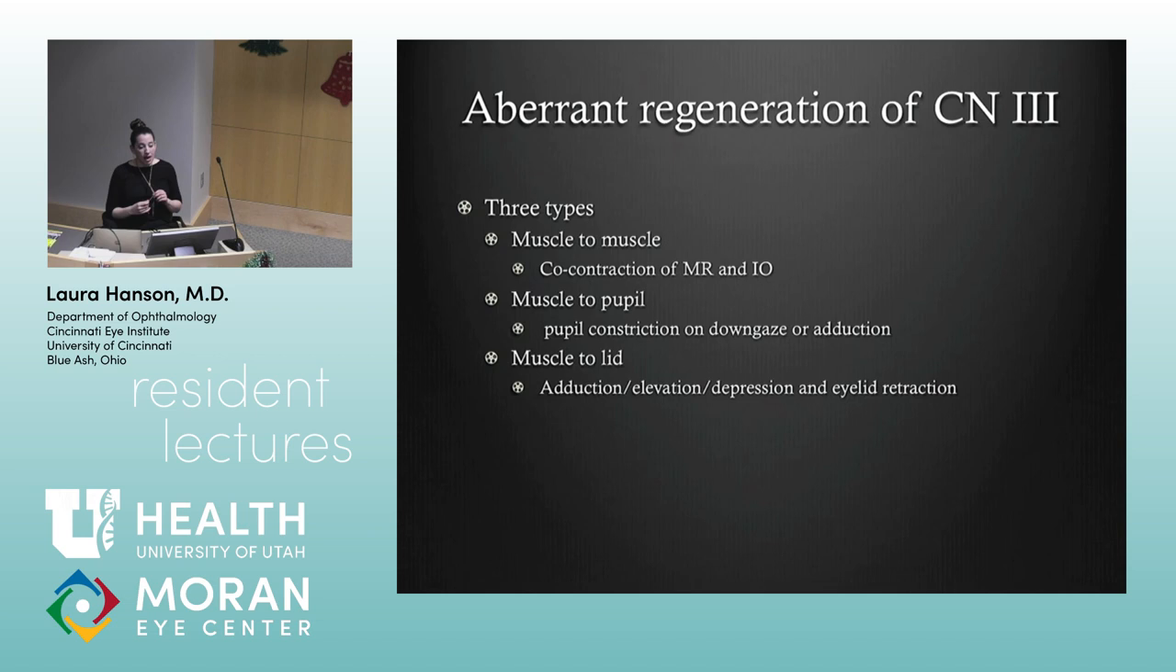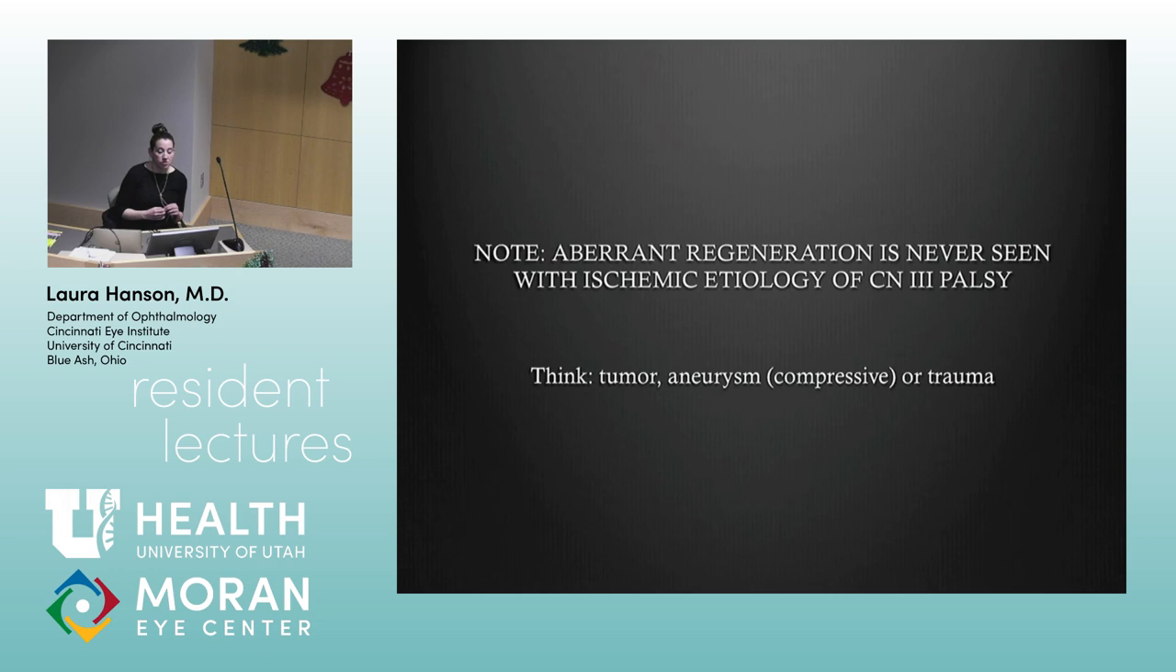Aberrant regeneration of the third nerve. You can have three different types: muscle to muscle, muscle to pupil, where the pupil constricts on either down gaze or adduction, or muscle to lid, where the lid retracts when they move the eye. So you want to look for that, because aberrant regeneration is never seen with a microvascular third nerve palsy. So if someone has aberrant regeneration, it's either from a tumor, aneurysm, or some other compressive cause, or trauma.